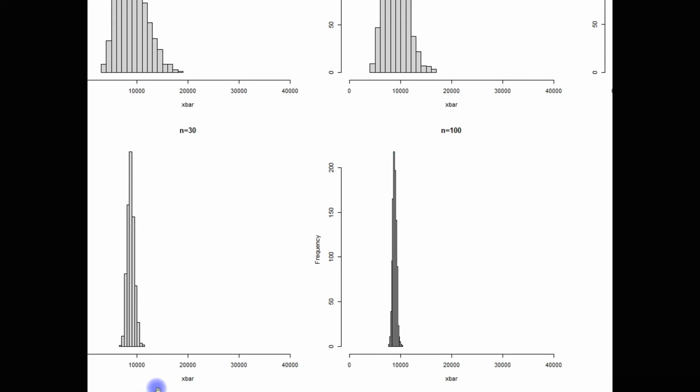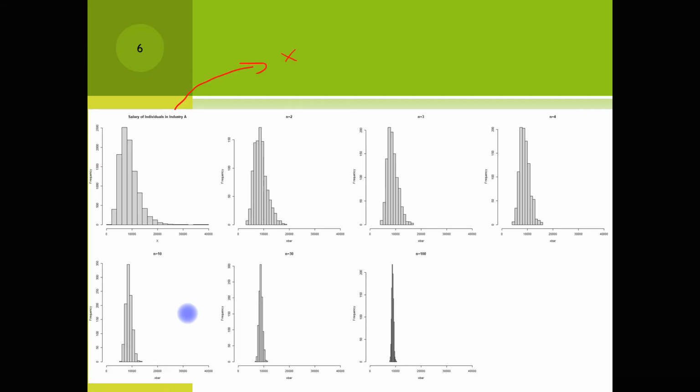I'm selecting different samples of different sizes. In each case, I'm taking 1000 samples of size 2, 1000 samples of size 3, 1000 samples of size 4, size 10, 30, and 100. Each time, 1000 samples of size 100. Each time I'm taking that.